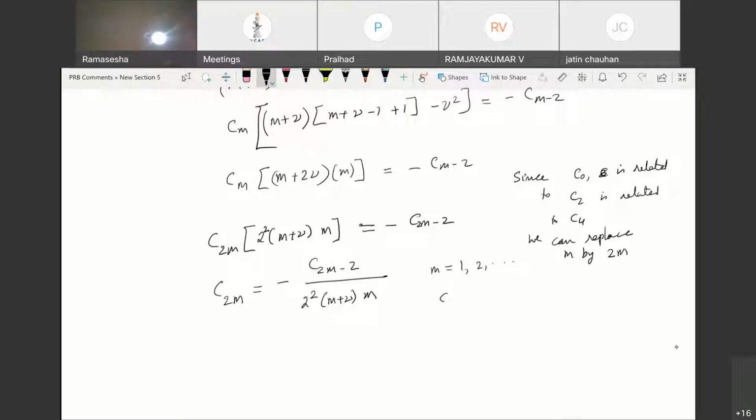So I can always put back C2 minus C naught divided by 2 square into m is equal to 1 is 1 output. So nu plus 1 into nu. M is equal to 1. Sorry, this is 1. Okay, so this is for m is equal to 1. So C2m minus 2 will be C naught, and the denominator is going to be 2 square on nu plus 1 into 1, which is nu.